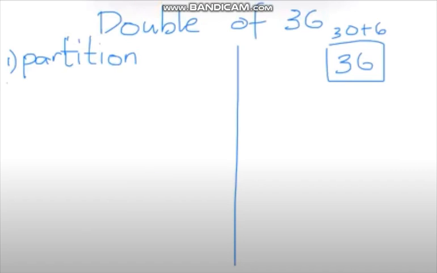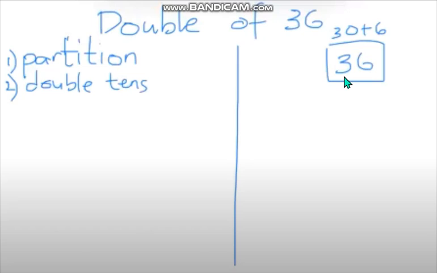Now let me remind you that for step 2, I am going to write here: double the tens place value. So let me stop the video here again. So, double the tens place value. So here we have ones on the right side and tens on the left side.